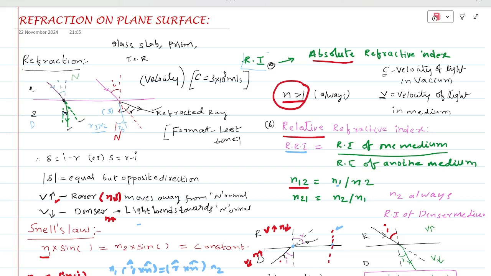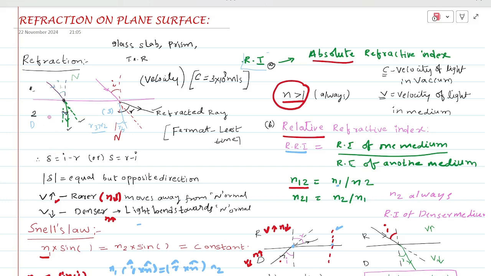So coming to refraction, it is the phenomenon when light travels from one medium to another medium. It bends at the interface, taking a deviation at the interface of the two separated media. That is because of the change in light velocity from one medium to another medium, and it depends on the nature of the medium.